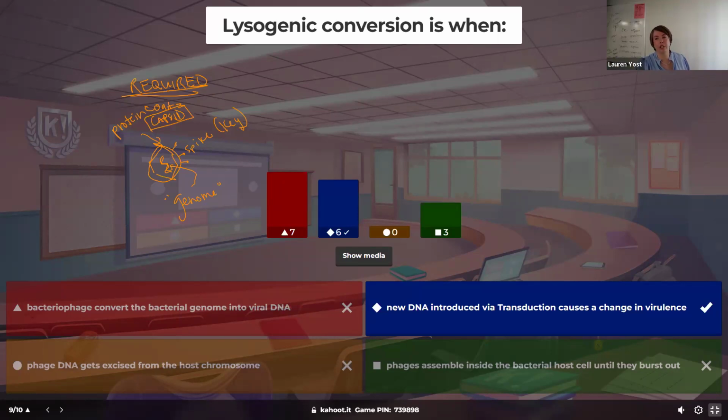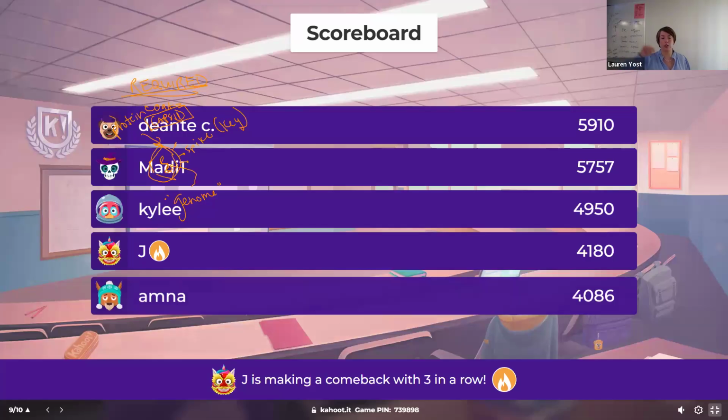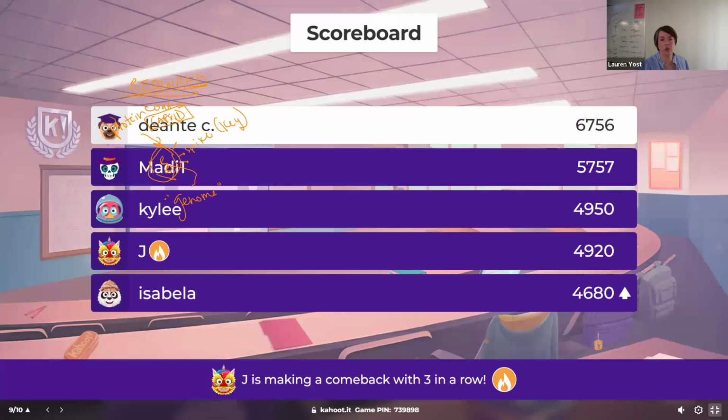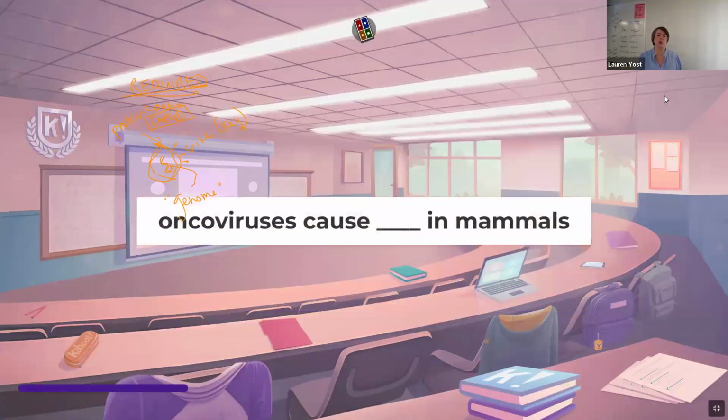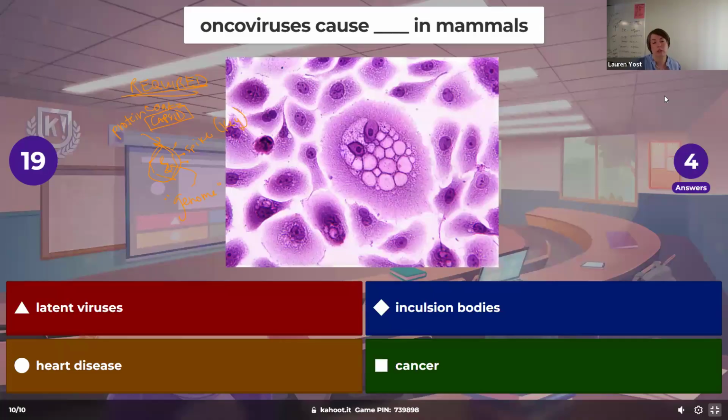So lysogenic conversion is when, in the lysogenic phase, you're converting by adding a new gene in. This is our last question for the viruses. Oncoviruses cause blank. You guys know this one. And then we will head up to the lab.